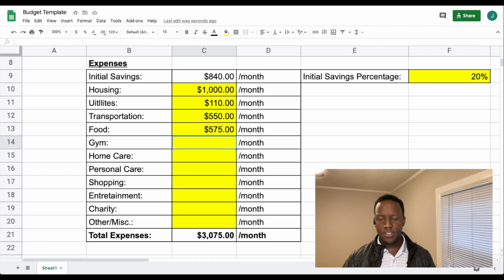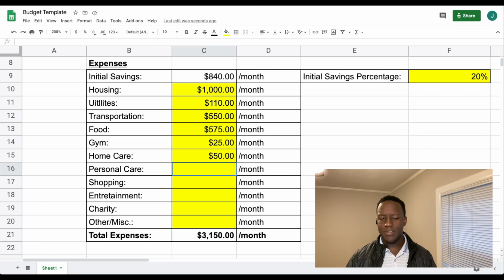Gym budget: usually my gym budget doesn't change, it's really just for my gym membership. And for this budget, let's use $25 as that balance. Then home care, for me, is stuff to clean up the house, like any cleaning supplies or things like that. I usually like to budget about $50 a month for that, and that usually doesn't fluctuate very much.